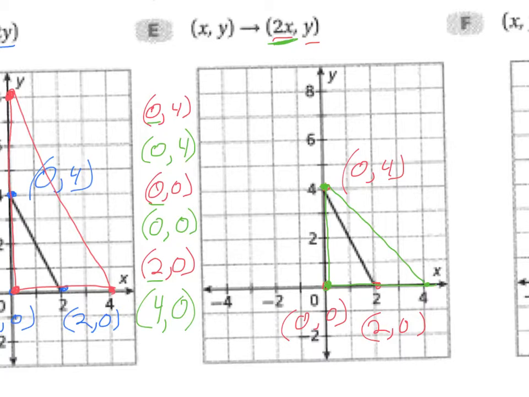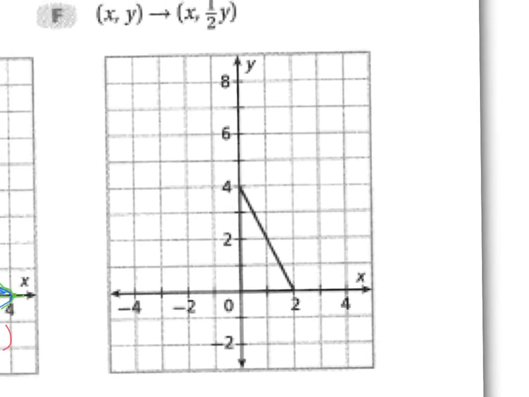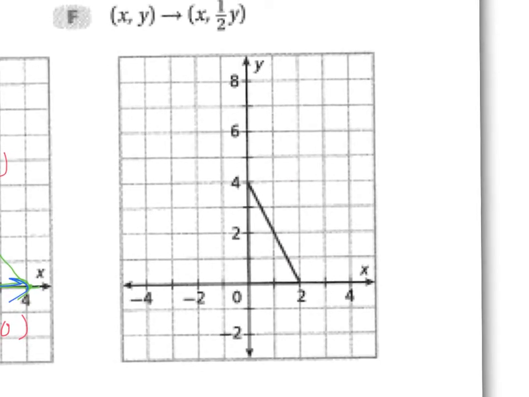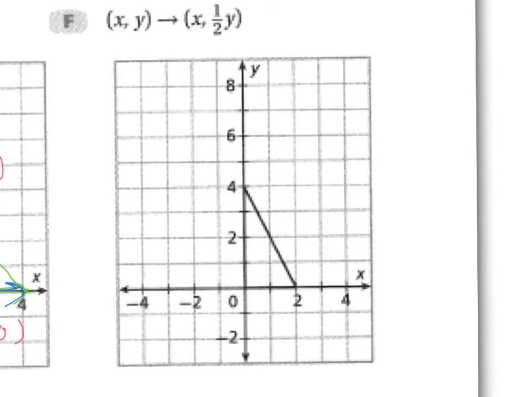Let's notice how this point was stretched out here. Actually, this point was stretched out to here. Okay, last example of these 6. This one right here. Okay, and the last one here, we've got 0, 4, 2, 0, and 0, 0.